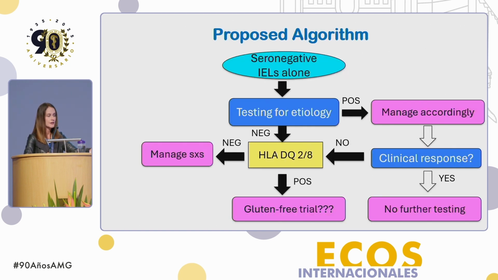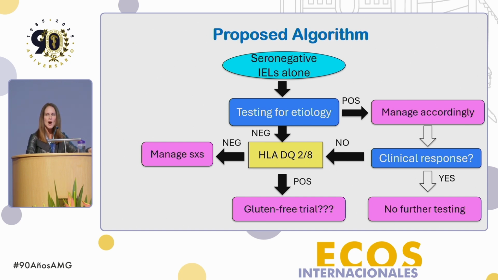Now, this is very tricky because if I find something that is positive on that list, I will manage accordingly, hope that whatever clinical symptoms resulted in that biopsy resolve, and you need to do no further testing. However, let's say there's nothing that explains that histologic finding. And this is where it gets very, very tricky. You could choose to look at their HLA haplotyping, and if they carry one of the genetic susceptibility genes, you could consider putting them on a gluten-free diet.